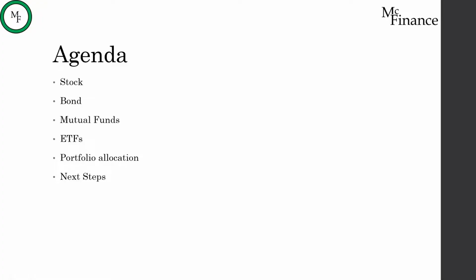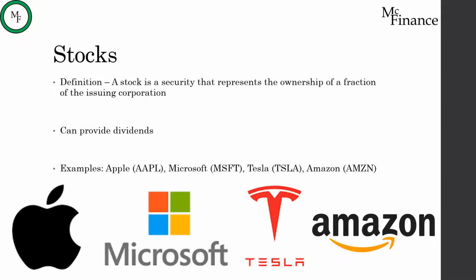Now, our agenda for today is we're just going to go over the basics of stocks, bonds, mutual funds, and exchange traded funds, or as everybody knows them, ETFs. Then we'll go over the portfolio allocation model, and then lastly we'll end with some next steps that you can take after this video. So stocks are the major security on the stock market.